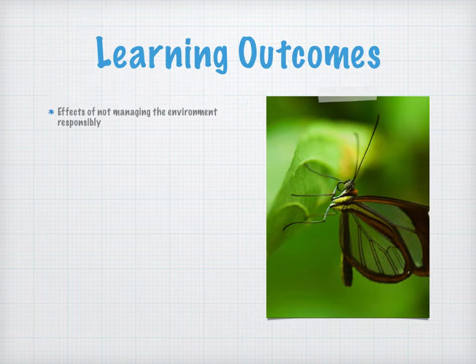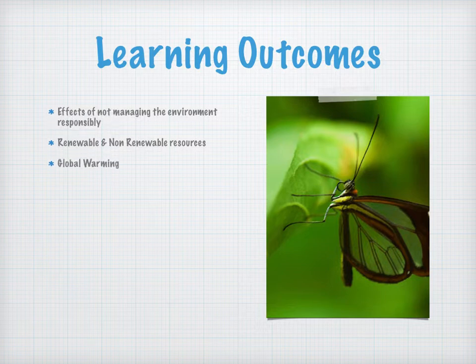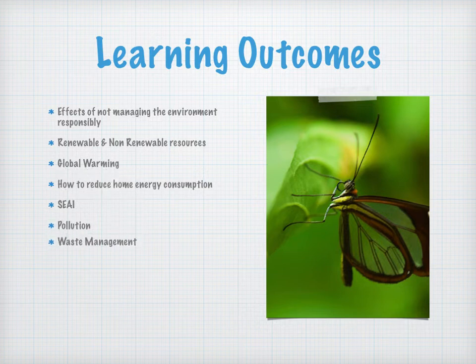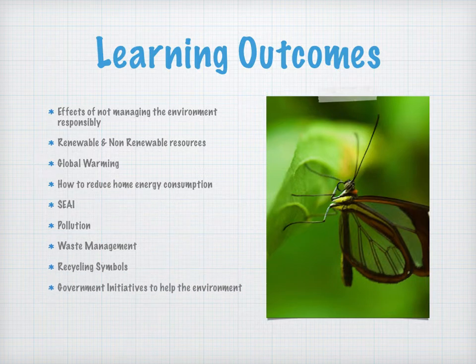In this chapter, you will learn about the consequences of not maintaining the environment responsibly. We will explore both renewable and non-renewable resources that can be used for production of energy, global warming and its causes and effects, ways to reduce energy consumption in the home and thereby reduce damage to our environment, the role of Sustainable Energy Authority of Ireland, air, water and noise pollution, their causes, effects on the environment and how to reduce them, and waste management and the European waste management hierarchy. We'll also look at recycling symbols, government initiatives to reduce the impact of packaging, ENFO, and the WEEE Directive.